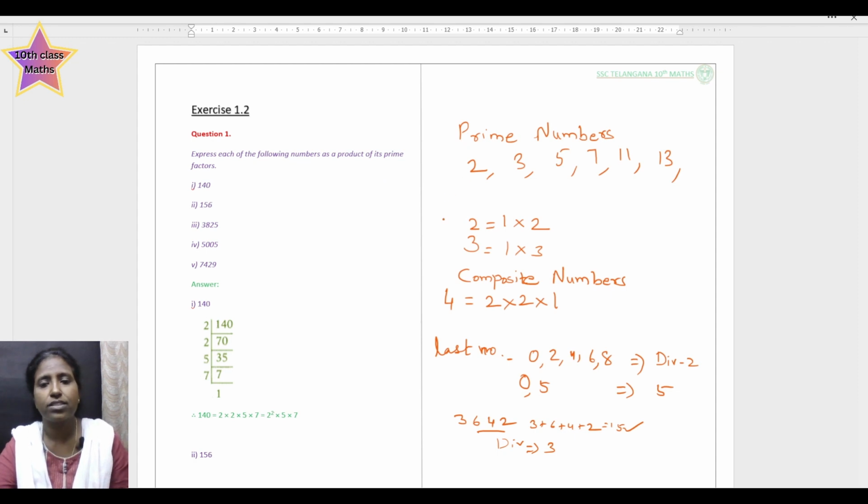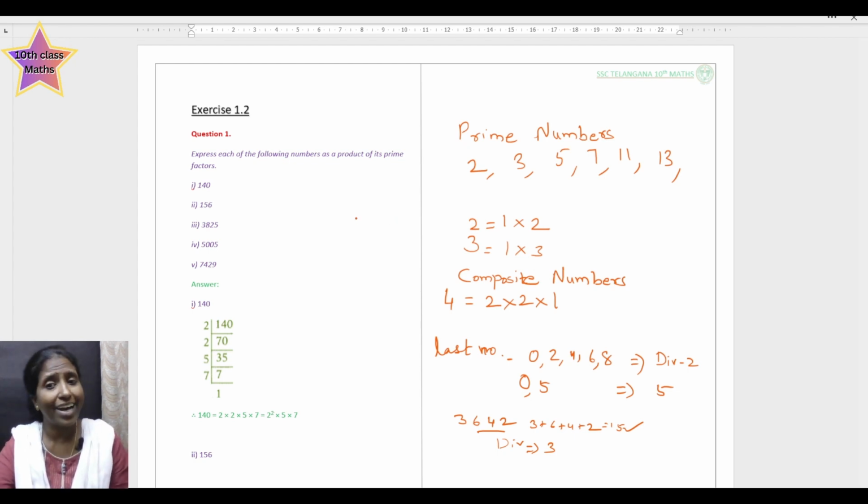If you take, for example, 2, 2 is nothing but 1 into 2. Here you have 1 and the same number 2 only. If we take 3, in which table do we get 3? 3 ones are 3. That's all. So here, the factors are 1 and the same number 3 itself. If you take 5, 5 is also 1 into 5, and 7 is also 1 and 7. Other than that, there are no factors.